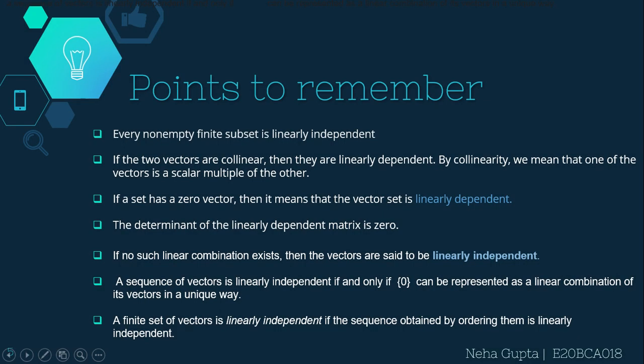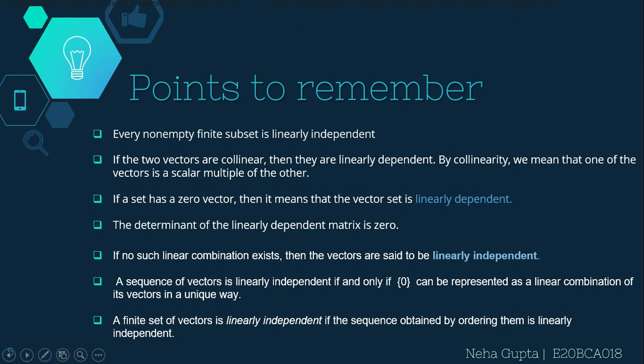Here are some points that you must remember. First, every non-empty finite subset of a linearly independent set is linearly independent. The second one: if two vectors are collinear then they are linearly dependent. As we said earlier, by collinearity we mean that one of the vectors is a scalar multiple of the other. The third one: if a set has a zero vector, then the vector set is linearly dependent.